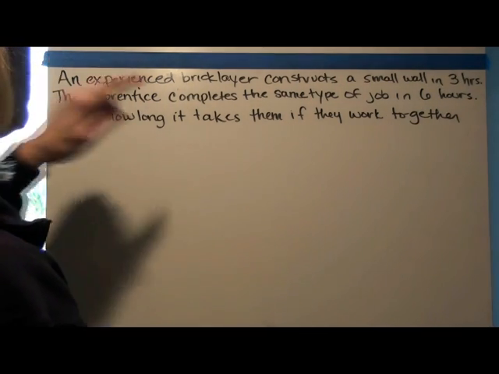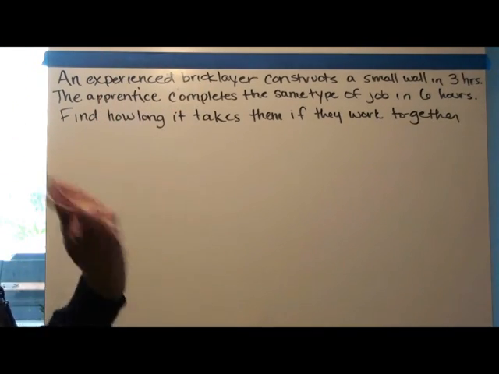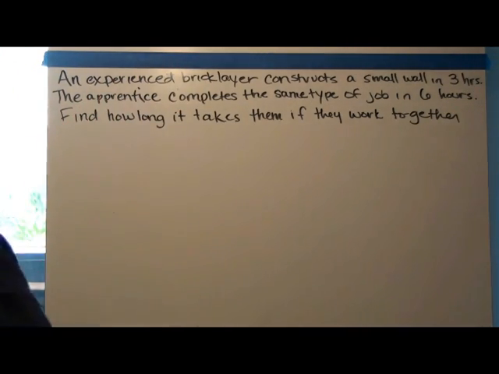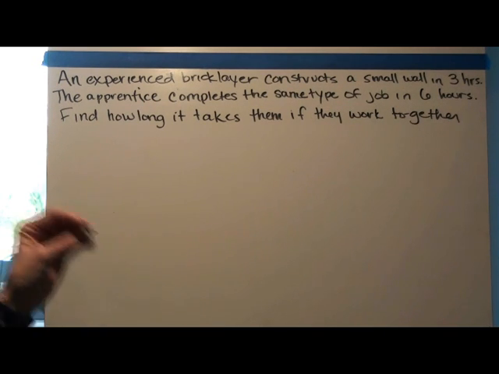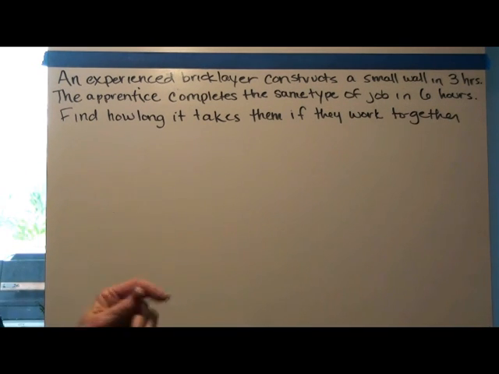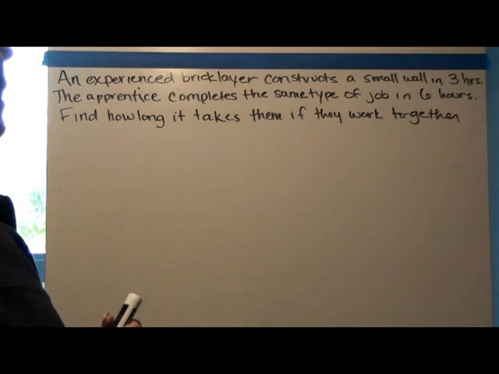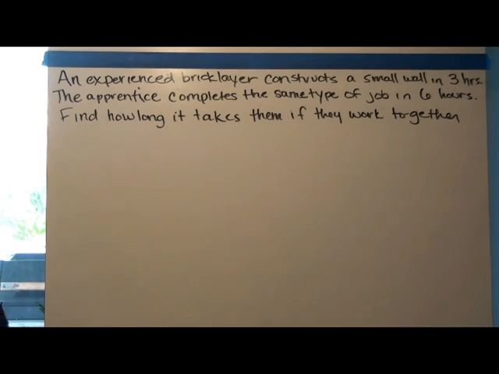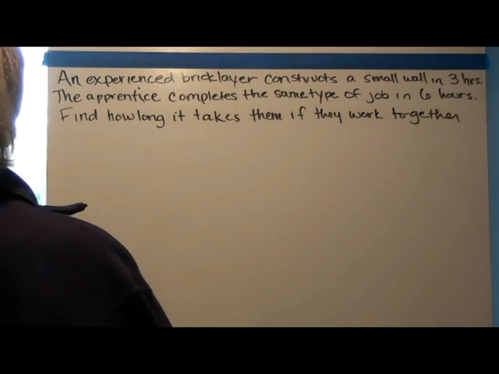We have a bricklayer who's experienced, so he's working fast. Then we have an apprentice who's a little bit slower, and they are going to work together to build one wall. What you do is you take the amount of work that they do and think about it a little bit differently with relation to time.